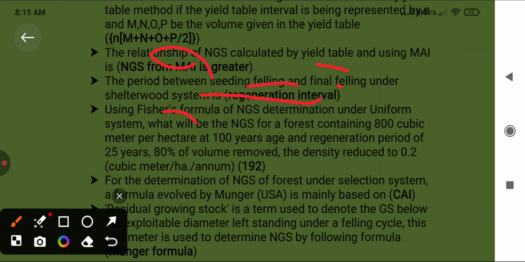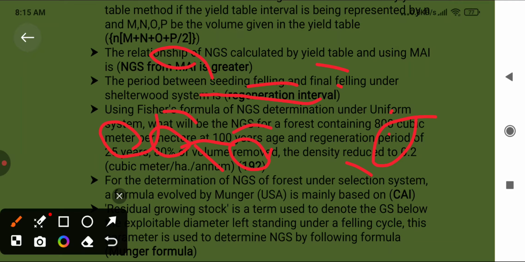What will be the normal value for the determination system? What will be the normal growing stock for a forest containing RC cubic meter per hectare at 100 year and regeneration period of 25 years? 80% of volume removed, the density reduced to 0.2 cubic meter per hectare per annum is 192.